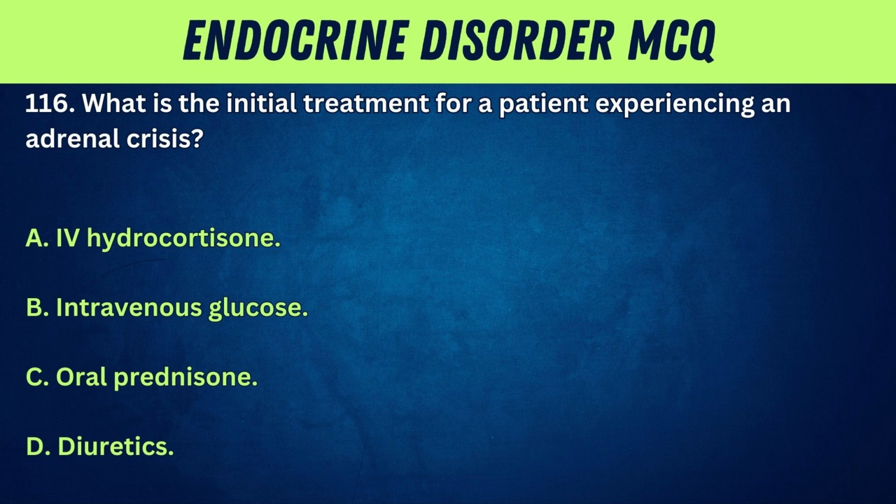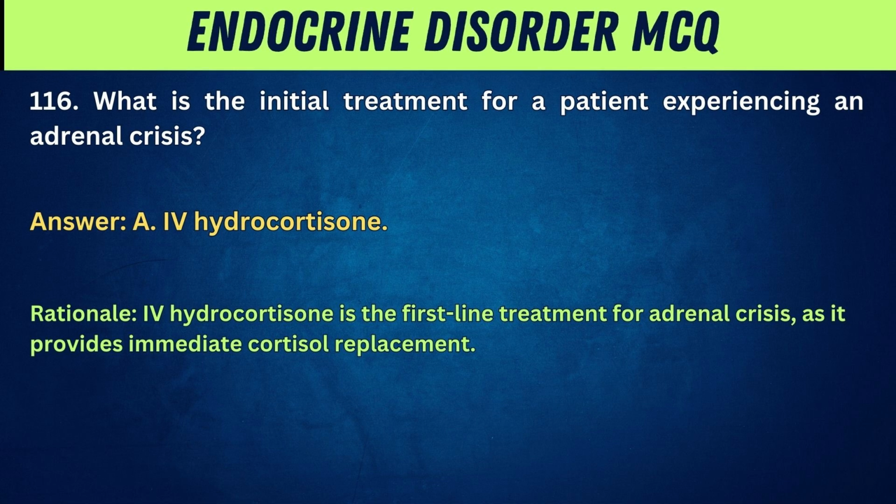116. What is the initial treatment for a patient experiencing an adrenal crisis? A. IV hydrocortisone. B. Intravenous glucose. C. Oral prednisone. D. Diuretics. Answer: A. IV hydrocortisone. Rationale: IV hydrocortisone is the first-line treatment for adrenal crisis, as it provides immediate cortisol replacement.